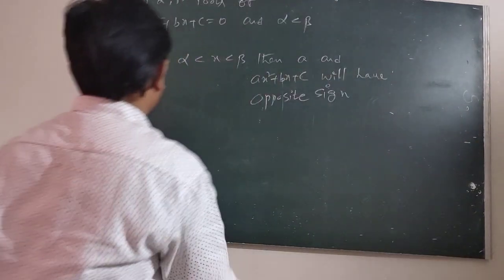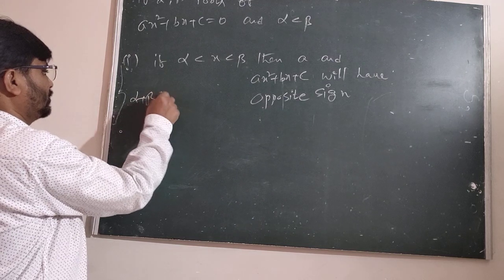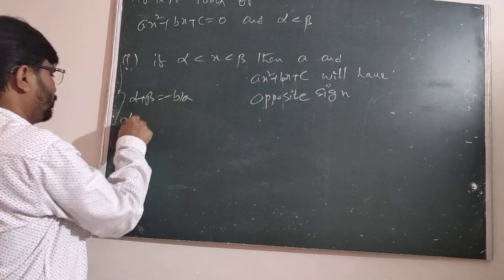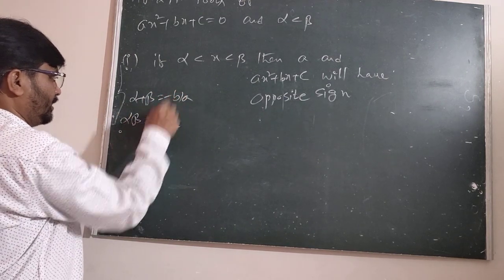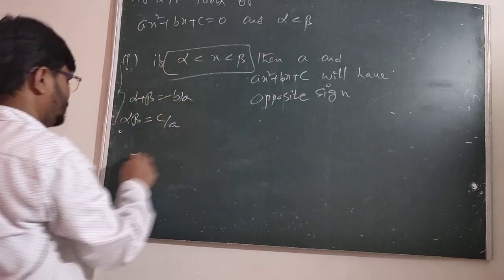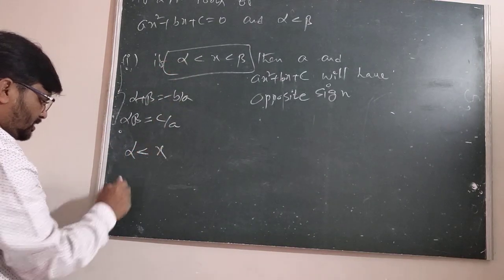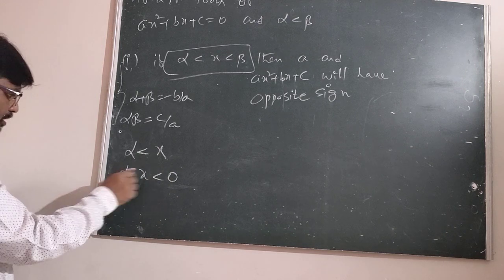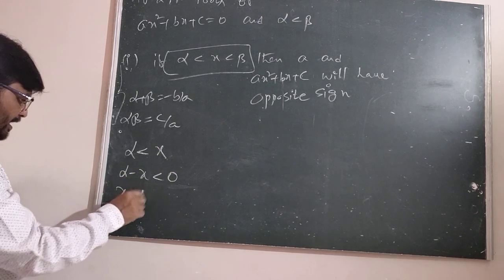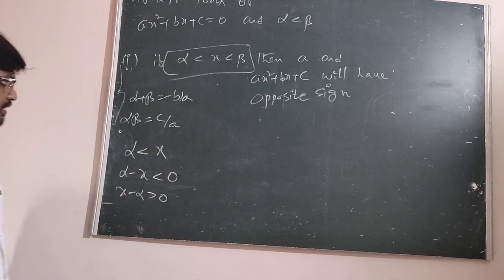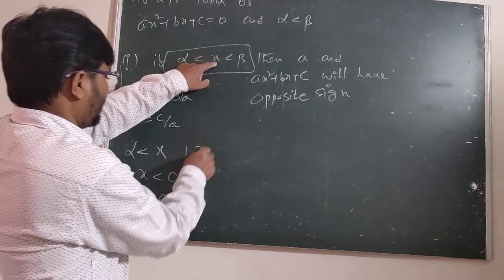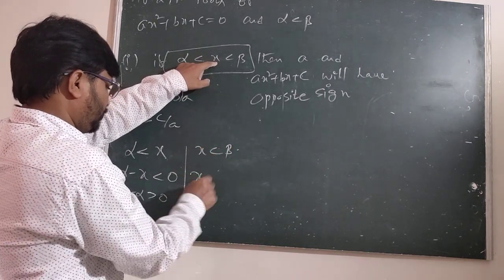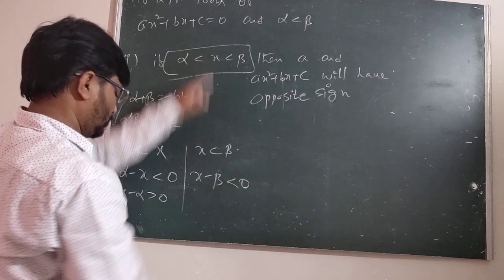We know that the sum of the roots is minus b by a. Product of the roots is c by a. Here the given condition is alpha less than x. Now this can be written as alpha minus x less than 0. Multiplying with minus, x minus alpha is greater than 0. Now we take x less than beta. Therefore x minus beta less than 0.